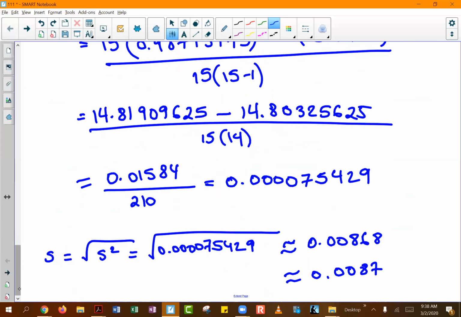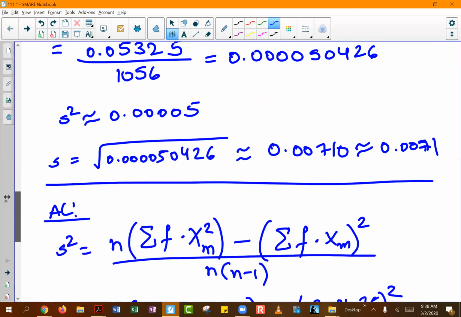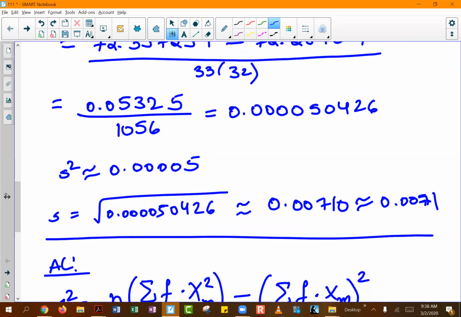So you're getting a variance of 0.00075, a standard deviation of 0.0087, and this is for the American League, right? And then for your National League, which was the calculation we did last week, you got a variance of approximately 0.000050 and a standard deviation of 0.0071. Again, since our raw data is 3 decimal places, we're rounding these numbers to 4 decimal places.